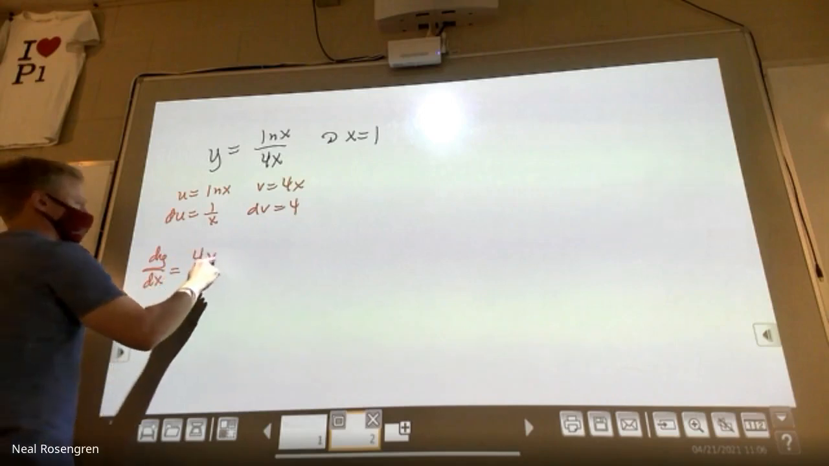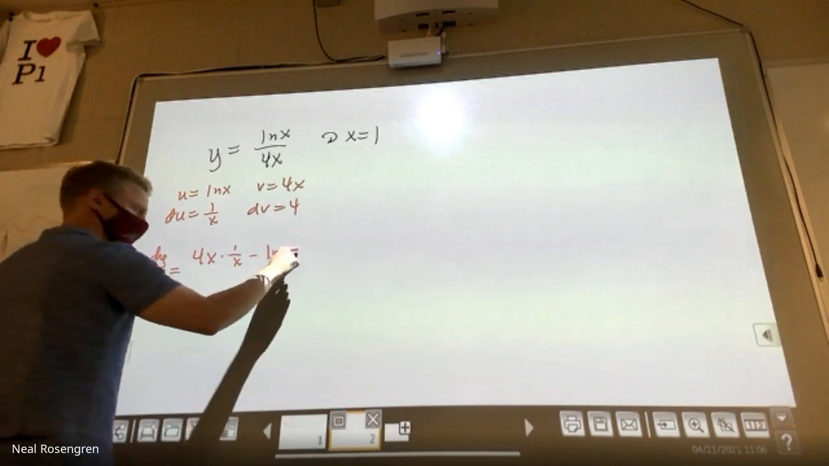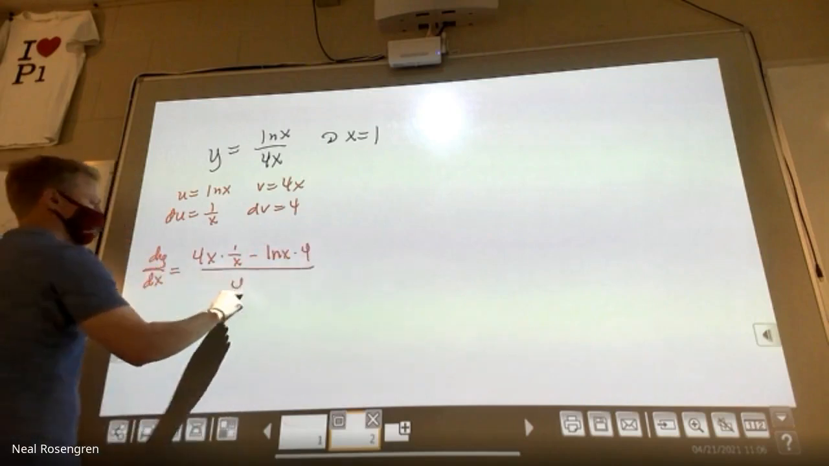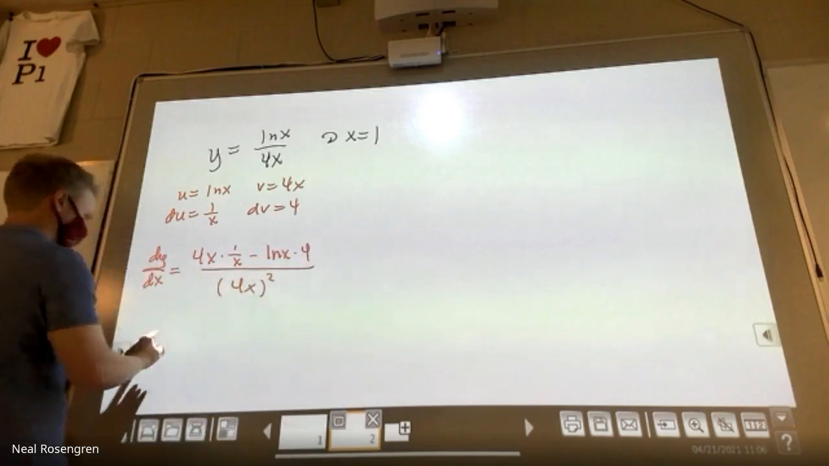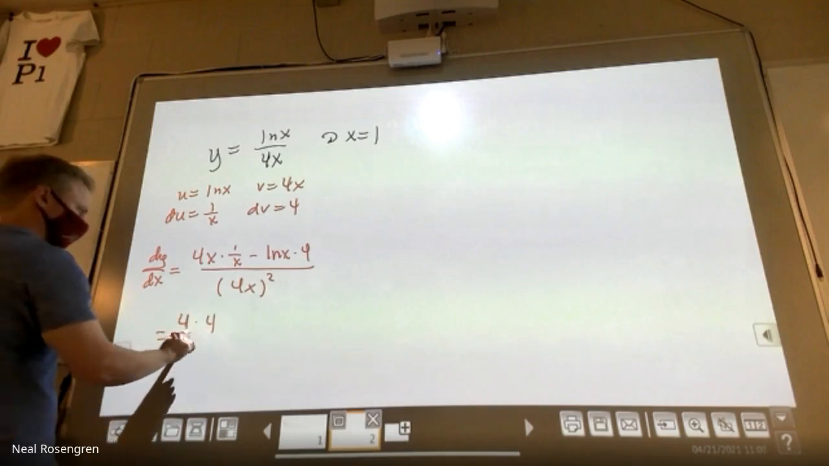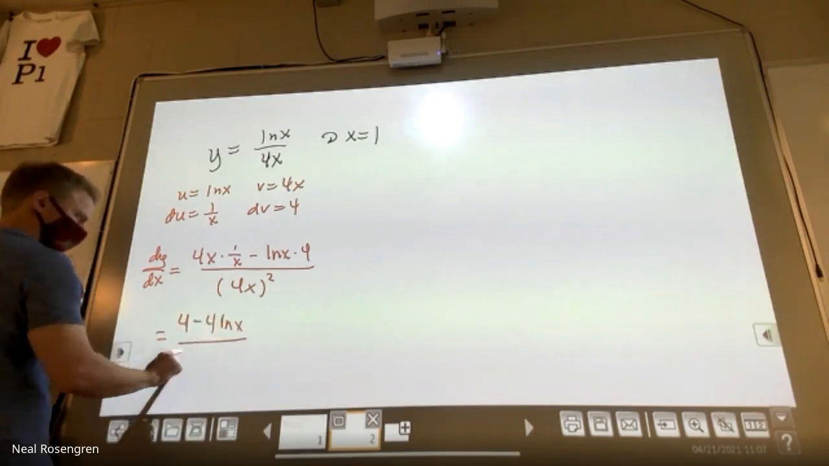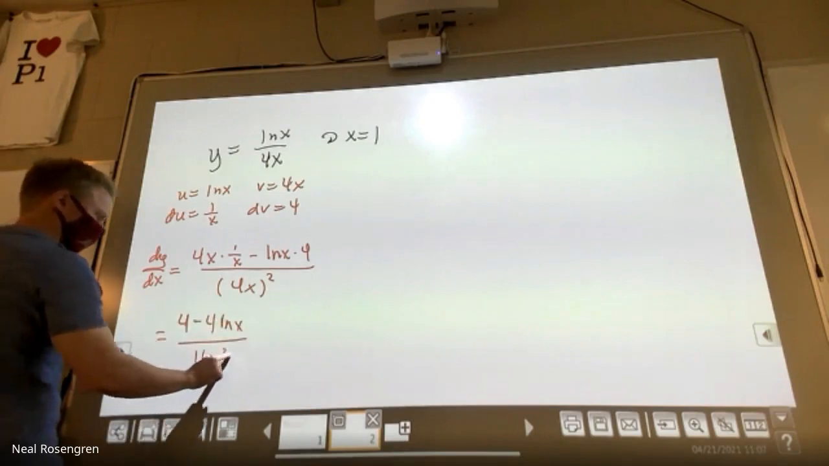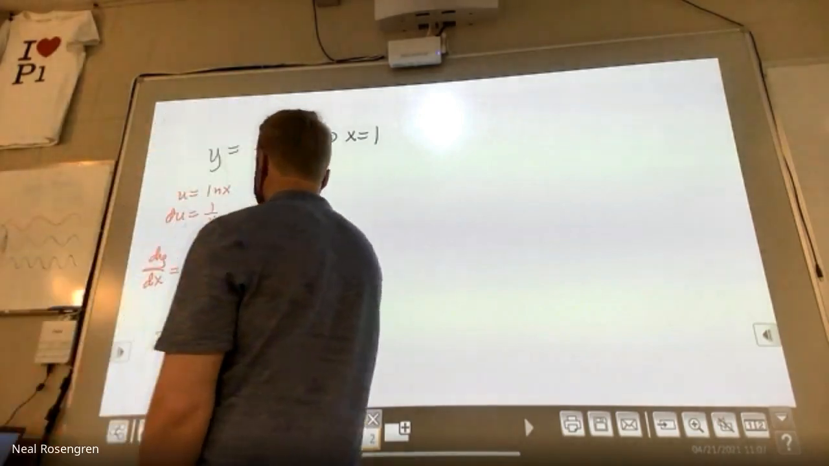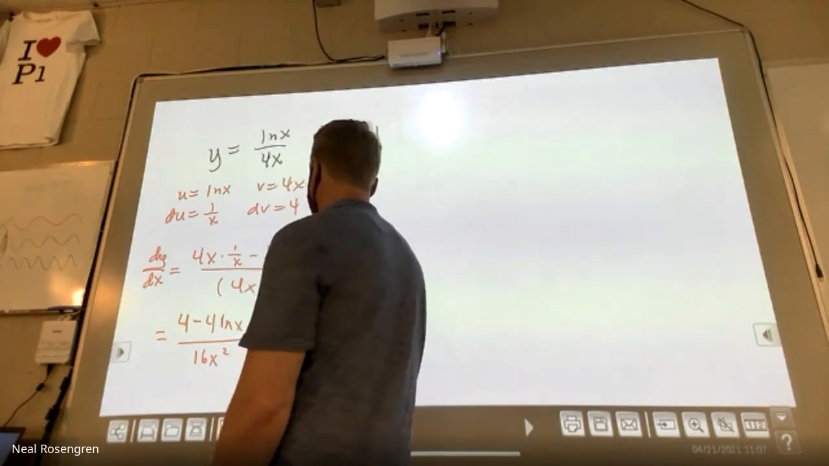du minus u dv all over v squared, okay? 4 minus 4 ln of x over 16x squared, divided by 4, is 1 minus ln of x over 4x squared.